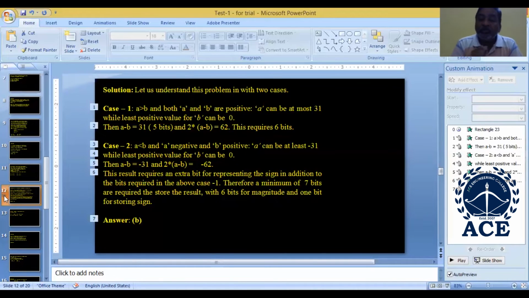Now you see, where do we store this sign bit? With 62 being the answer in both the cases, 6 bits are enough. So to store the sign bit, one more bit is required. So the minimum number of bits required to store the result is 7. The answer is B. We'll go to the next question.